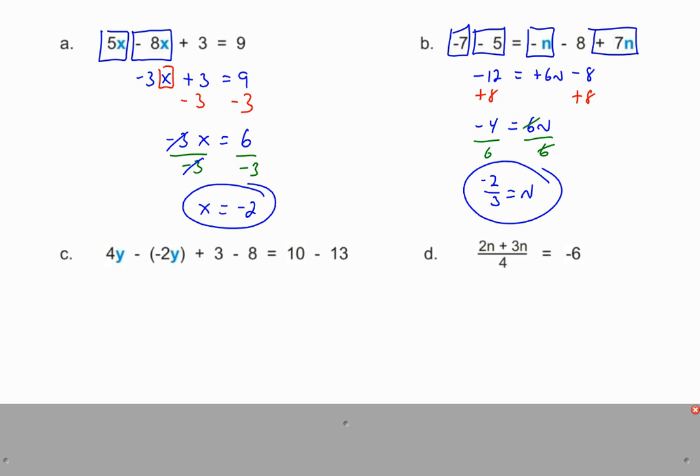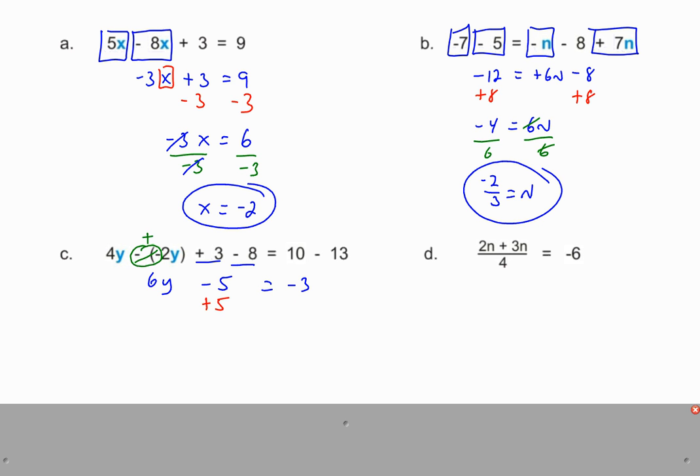All right, so looking at C, hopefully you thought about minus a minus is a plus. Now I can go about adding those like terms. 4 of the y's and 2 more of the y's is 6 of the y's. I can then add my numbers. A +3 and a -8 is a -5. And on the right, I can do 10 positives and 13 negatives and get 3 negatives, right? And see now how you're right down to moving things added, then moving things multiplied.